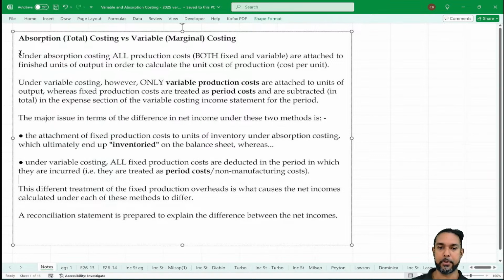Under absorption costing, we attach both variable and fixed costs to units of output. This seemed obvious, like a normal part of costing. It's like, well, why would we ever do anything else? Would that even be necessary or make sense? If we cast our minds back to the tail end of module 1, we met what I like to call the decision-making section of the syllabus, decision-making accounting.